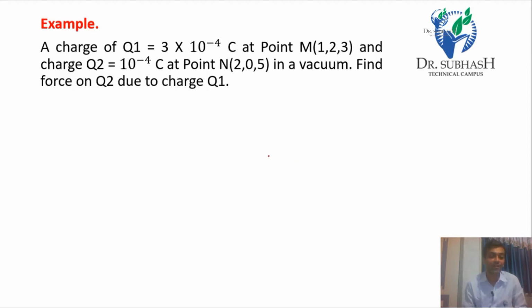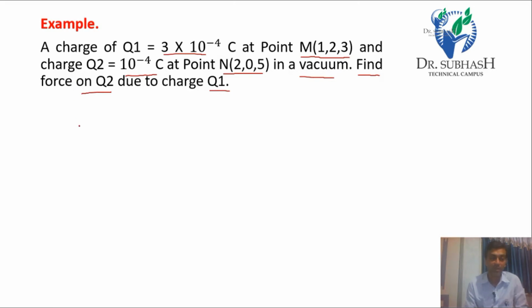In the example we are given the charge Q1 is 3 cross 10 raised to minus 4 Coulomb, located at point M (1, 2, 3), and the other charge Q2 is 10 raised to minus 4 Coulomb, located at point N (2, 0, 5). Both charges are in a vacuum and we require to find the force on Q2 due to Q1.